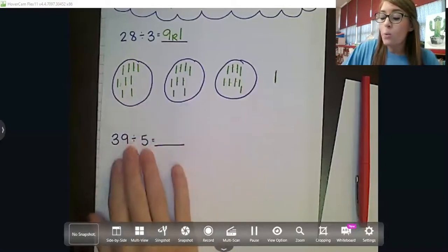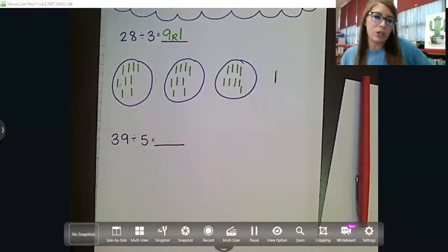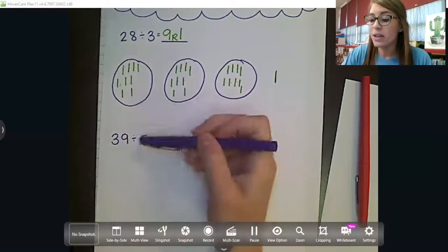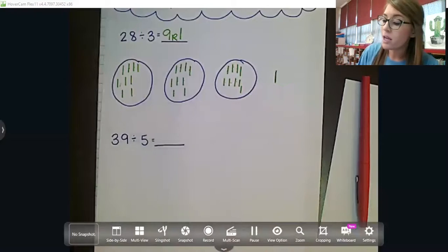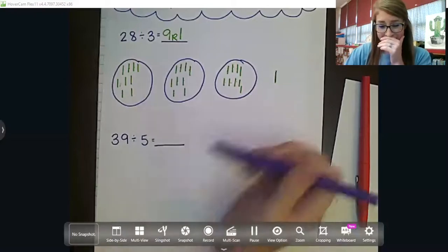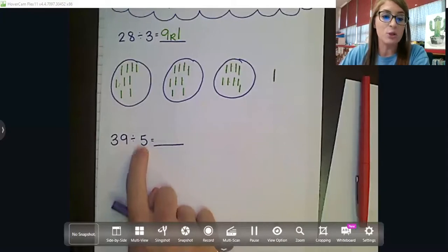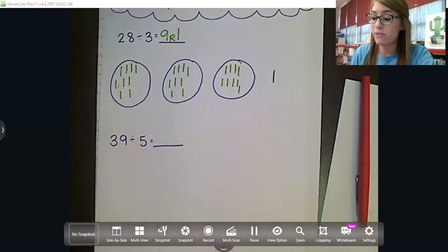So when we're looking at this problem, which number tells me how many circles I'm going to need to draw, how many groups I have? Yes, exactly. This 5 tells us how many groups we're going to have. So we're going to have 5 circles to divide these 39 up between. So I'm going to go ahead and draw 5 circles.